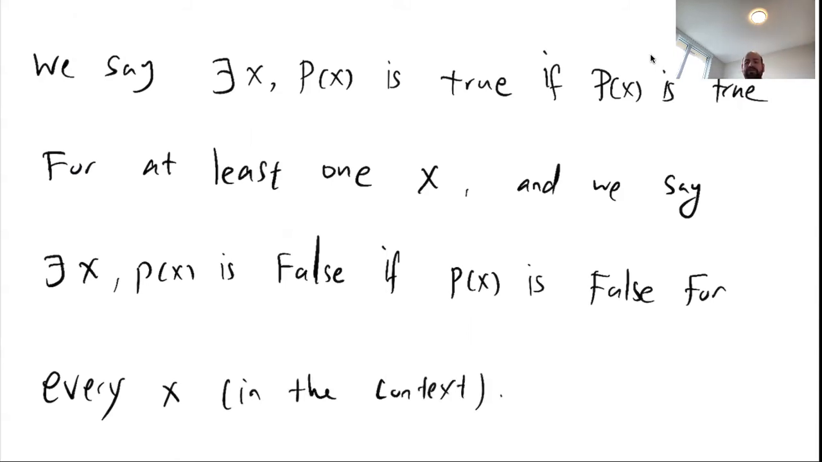Again, think about it. When can I say that this sentence, for example, there exists a student whose GPA is bigger than 3.6, is false? If every student in the class, let's say we are talking about the students of Math 120, has GPA less than or equal to 3.6, then I can say there exists a student with GPA more than 3.6 is false.